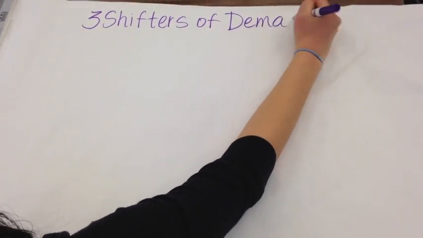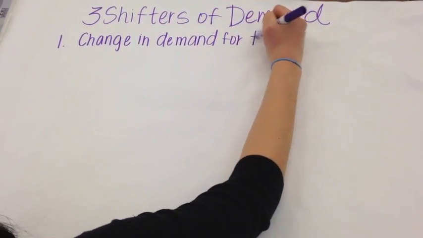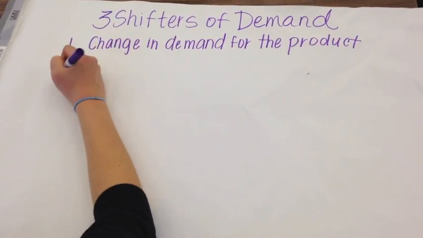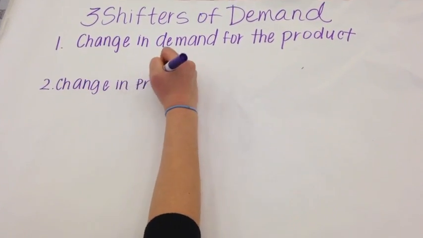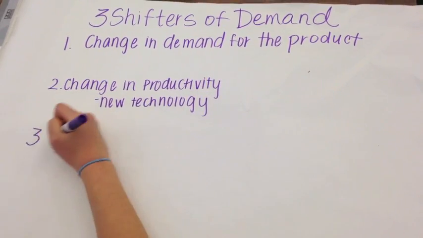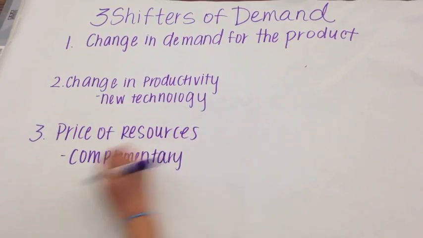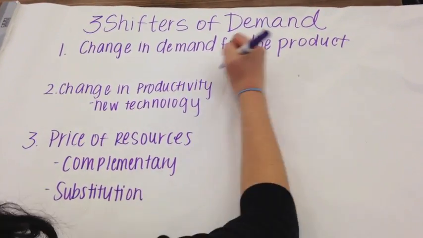The three shifters of demand. One is the change in demand for the product. Number two is change in productivity or new technology. The third is price of resources, complementary and substitution effects.